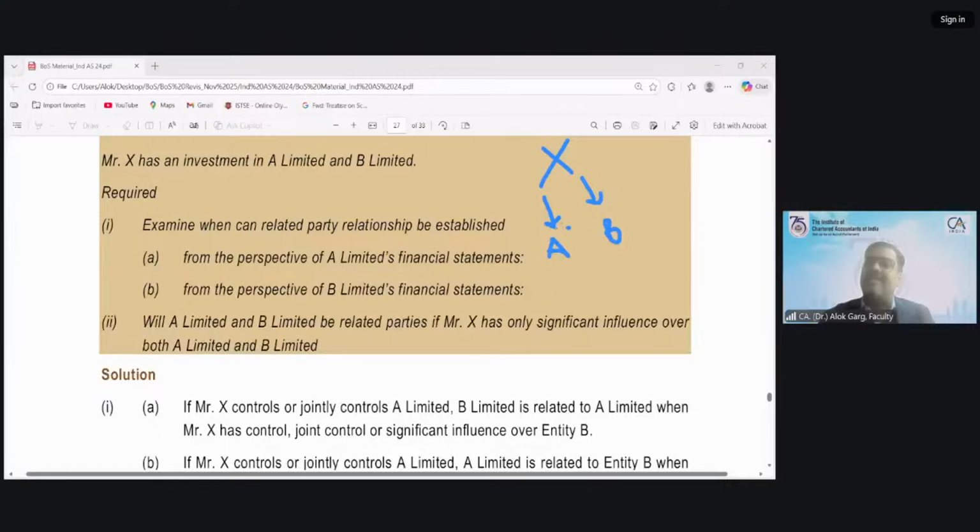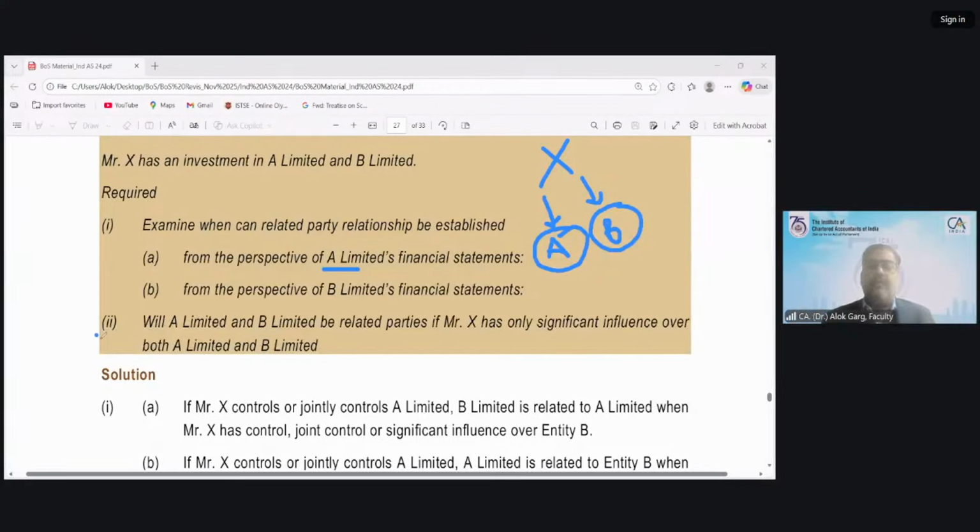But if X has significant influence over A and significant influence over B also, are both related parties? No, sir. So two associates are not related parties, right? Is that clear? So from the perspective of A Limited, same rule. A and B will become related parties if Mr. X controls or jointly controls one entity and has control, joint control or significant influence in the other entity. That's all.